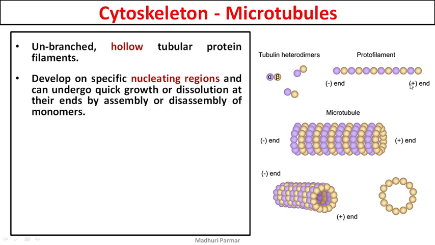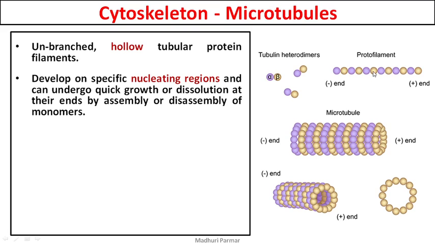That is called the positive end, meaning you can add more heterodimers on this side. And wherever alpha tubulin is present, that is called the negative end, because there is no ATP binding site or binding site of any type. No heterodimers can be added on this side. It can only be added on the positive side. Clear? So if the microtubule has to grow, it can only grow on the positive side. Clear? So this is a protofilament.